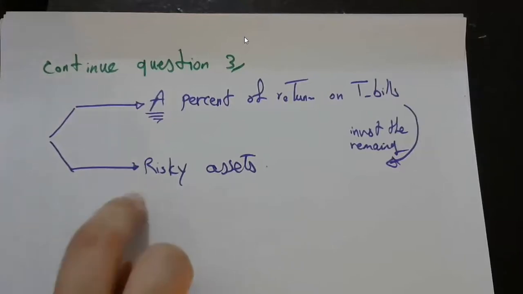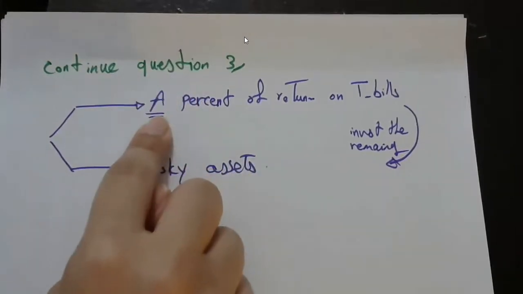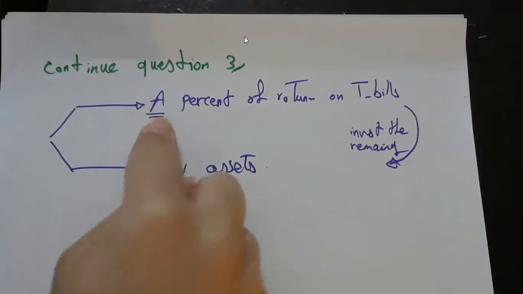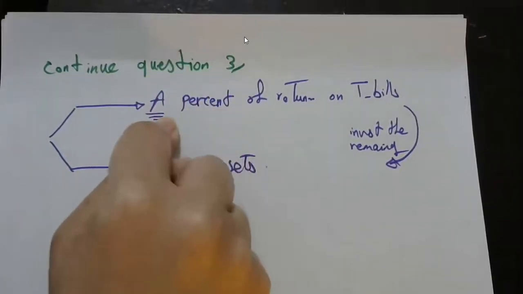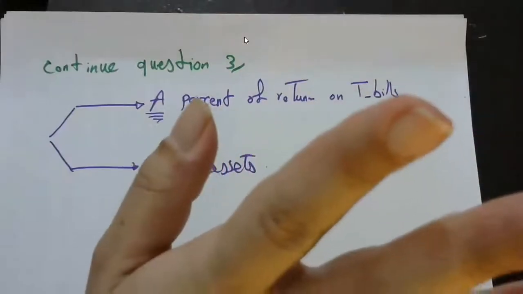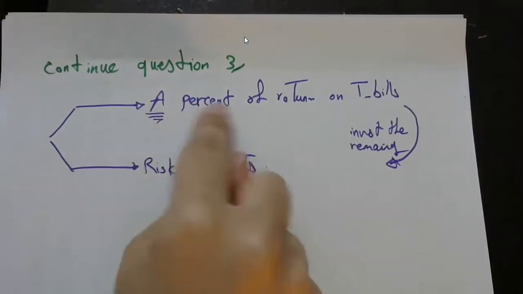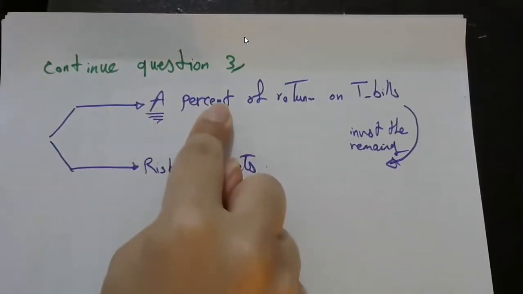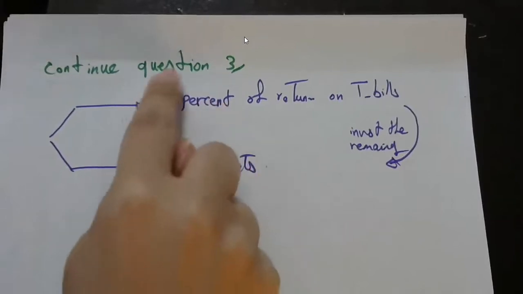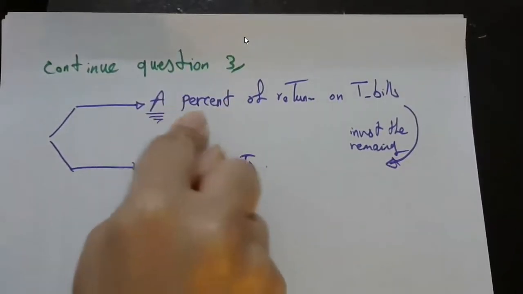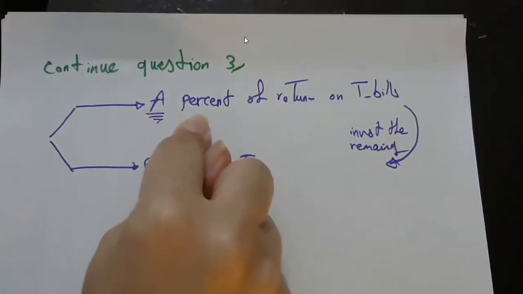Now here, this person is saying that I have a particular preference in my mind. I want to just get 8% from T-bills. So I don't care how much to invest, whether to increase or decrease my investment in T-bills. That doesn't matter for me. What matters for me is that I want to reach this 8%.